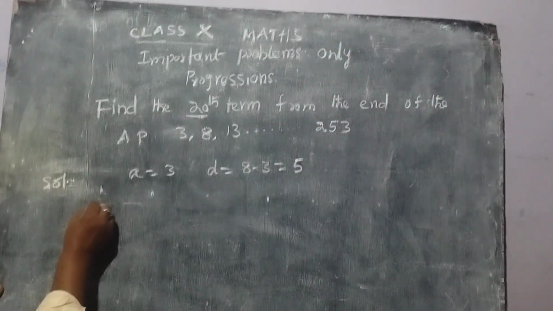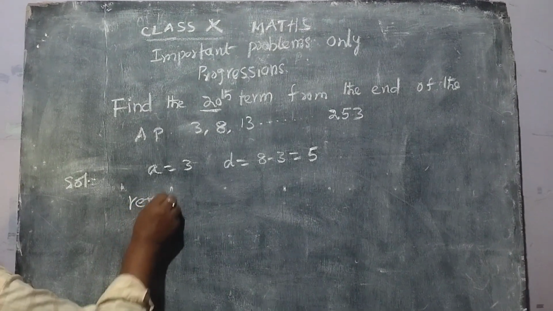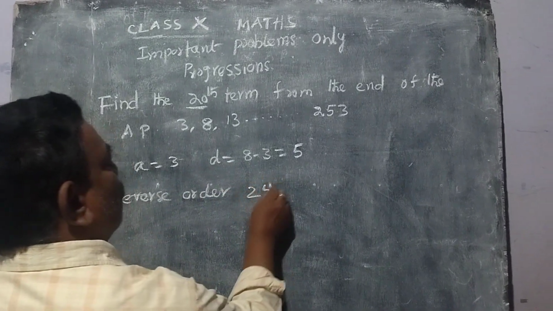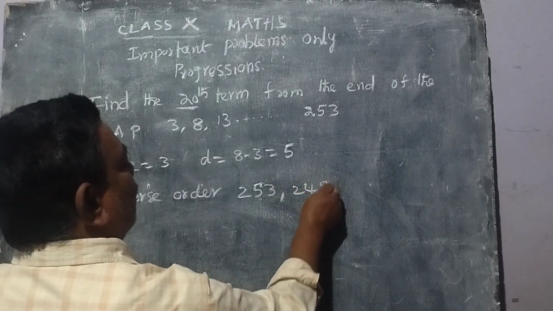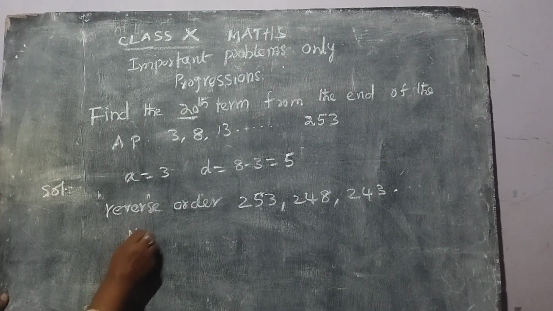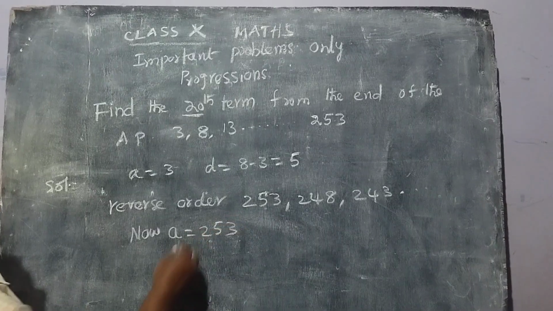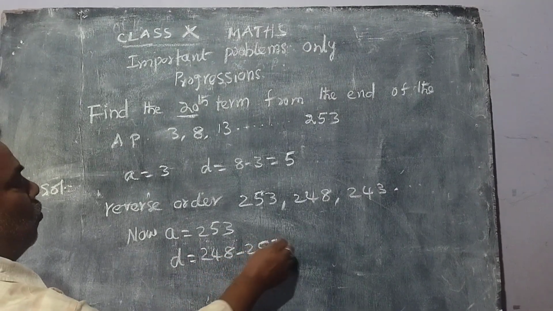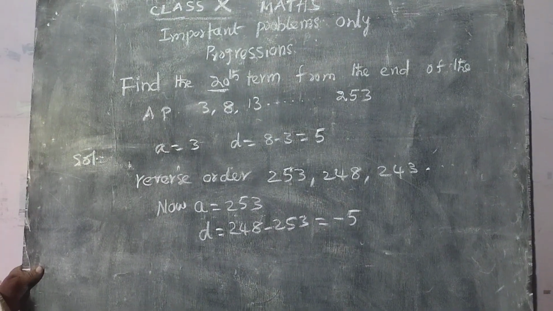In this problem, you can reverse the order. The problem is in AP in reverse order. You can write it easily and find the solution. 253, then subtract 5: 248, 243, like that. Now here a equals 253, and the second term is 248, so d equals 248 minus 253 equals minus 5. d equals minus 5.